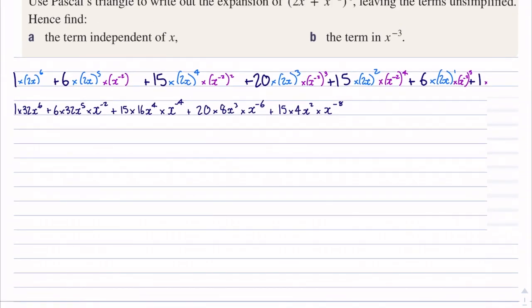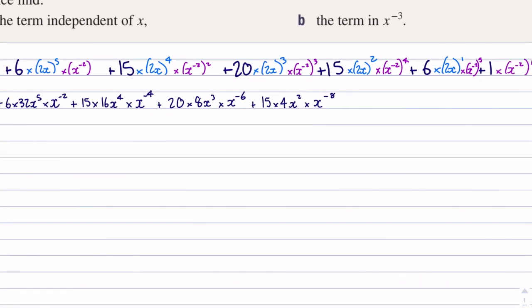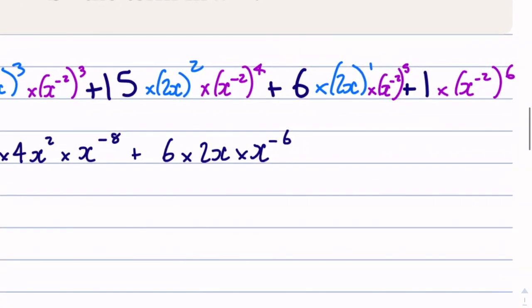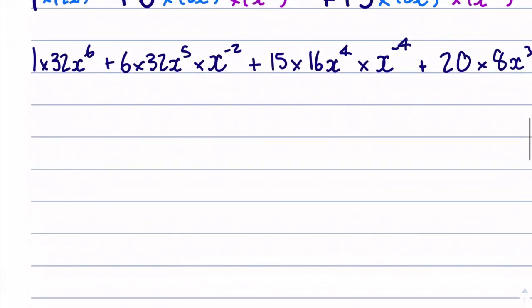This was plus in the question, yep. Plus 6 times 2x times x to the minus 10. Sorry, I can't read my own writing. Plus 1 times x to the minus 12. Okay. Now let's work on this from the left.